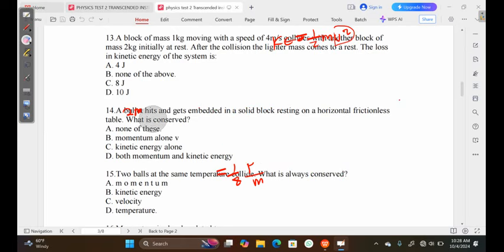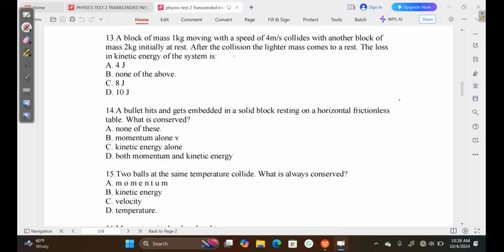Let me first get rid of this. Question 13 is saying a block of mass 1 kg moving with a speed of 4 meters per second collides with another block of mass 2 kg initially at rest. After the collision, the lighter mass comes to rest. The loss in kinetic energy of the system is, so let's first find the formula.